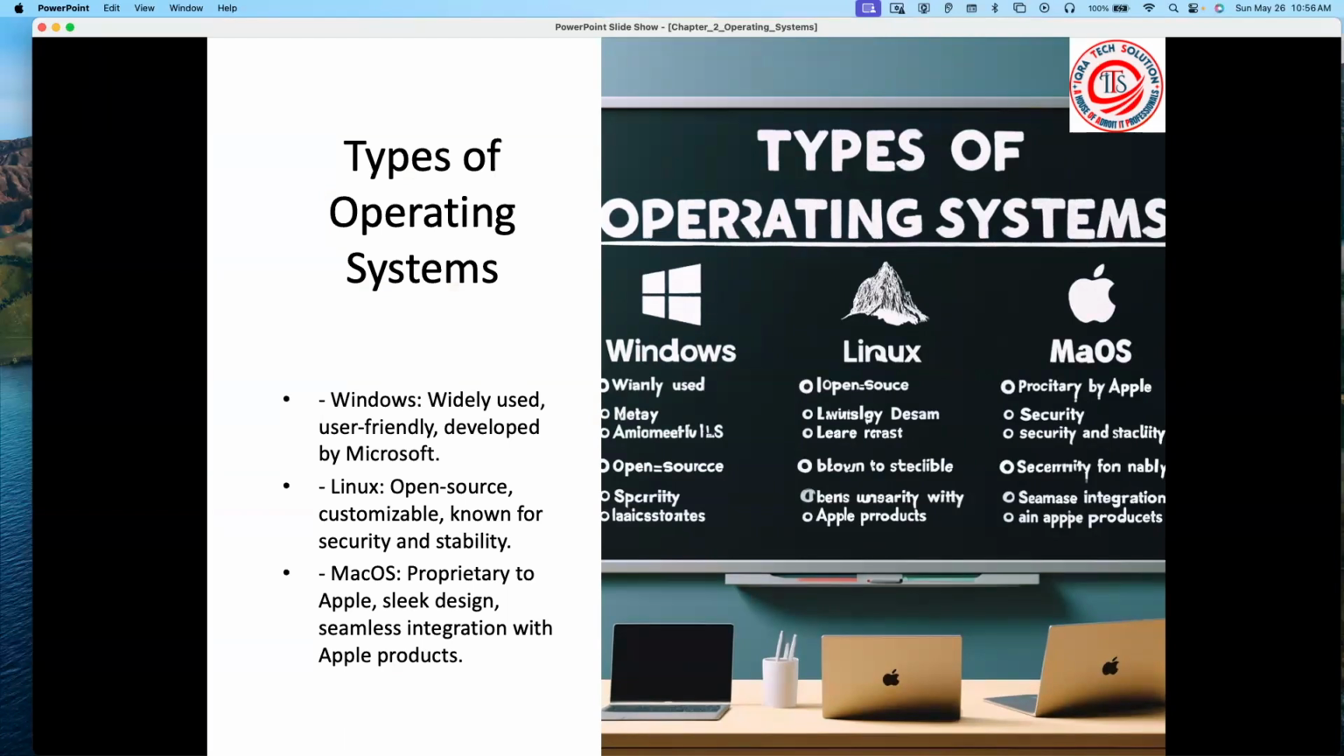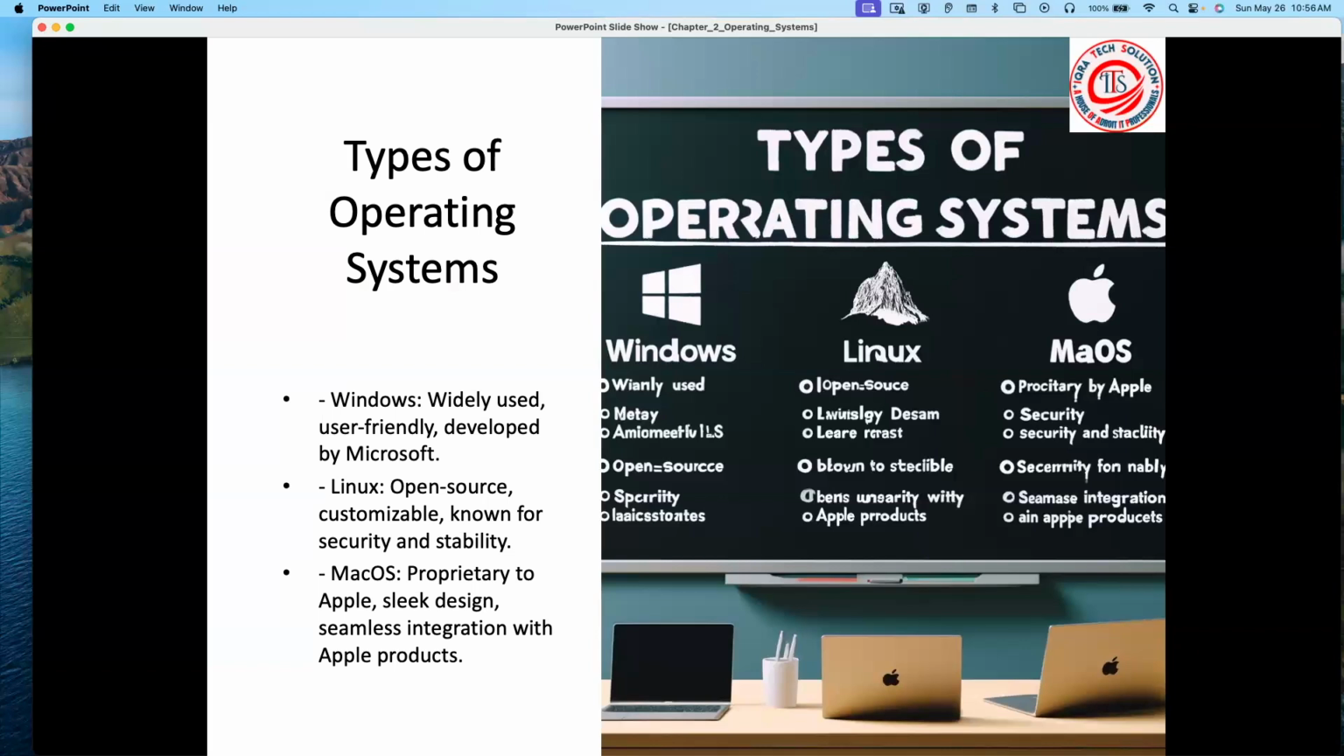Number one, Windows. Among personal computers, Windows is the most commonly used operating system. It's known for its user-friendly interface, and it has a wide range of software compatibility. Many popular applications are designed especially for Windows. It is a go-to choice for a lot of home and business users.